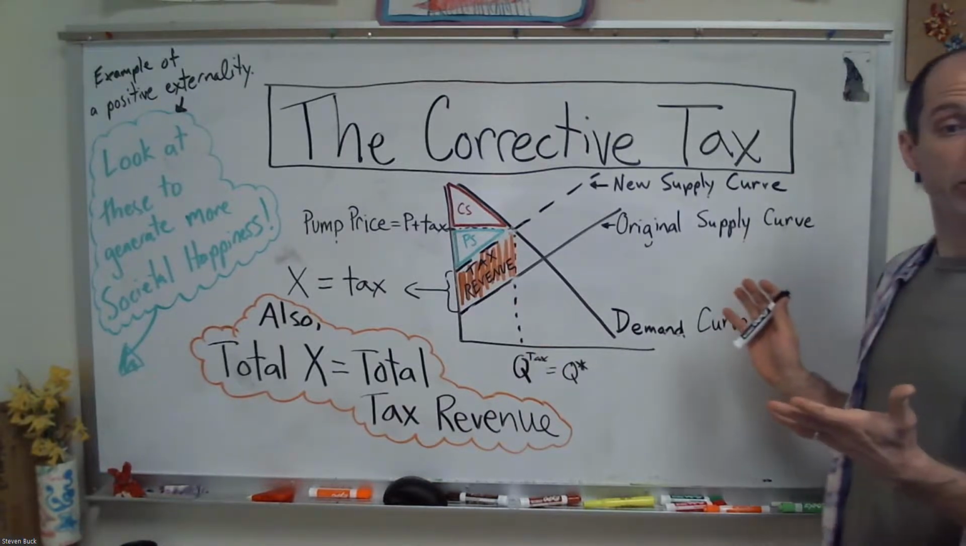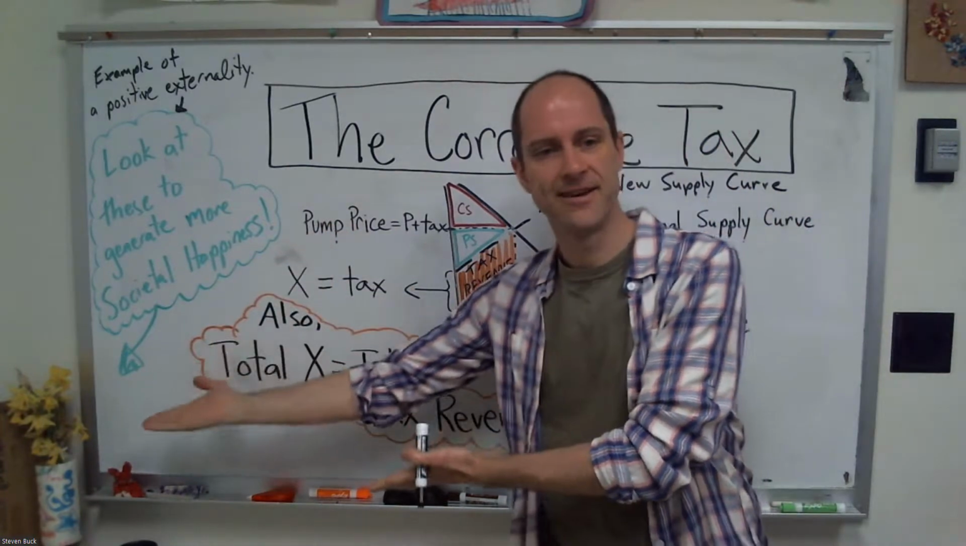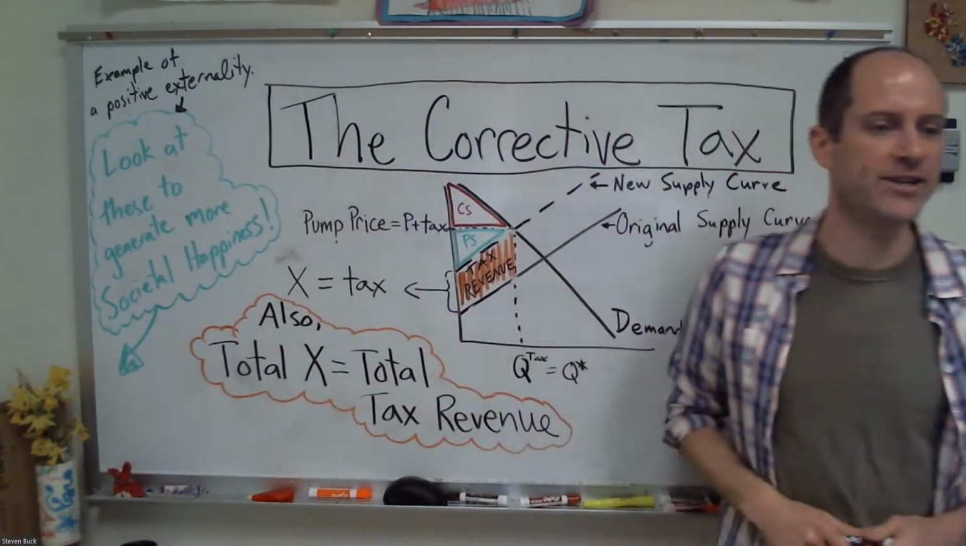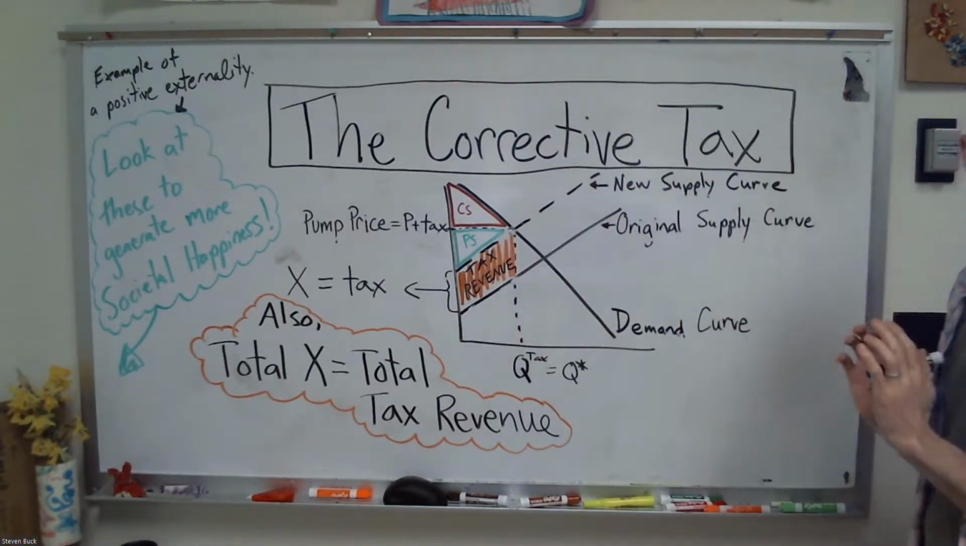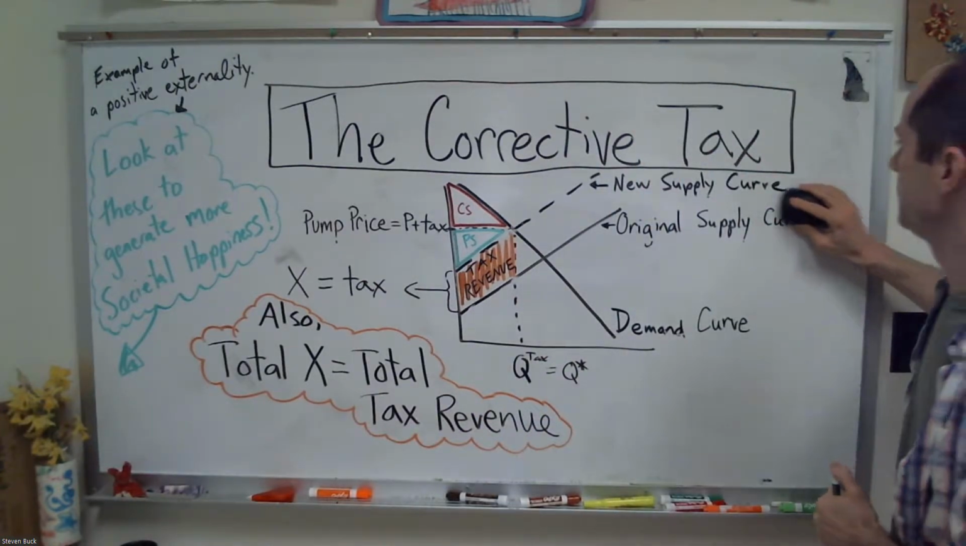Okay, so now what we're going to do, I think I've hit everything on here except the flowers. This is an example of a positive externality, just to remind you. Okay, let's wipe this away and rebuild it.